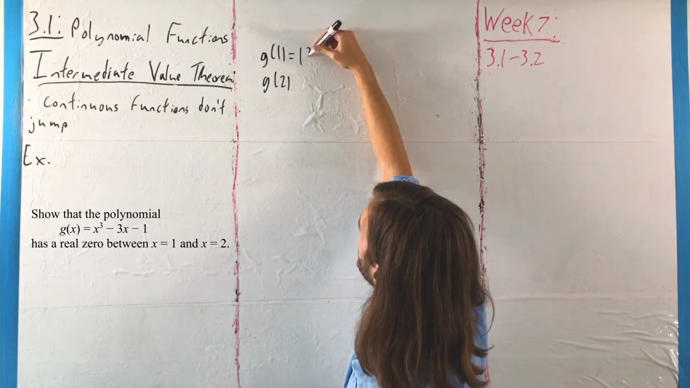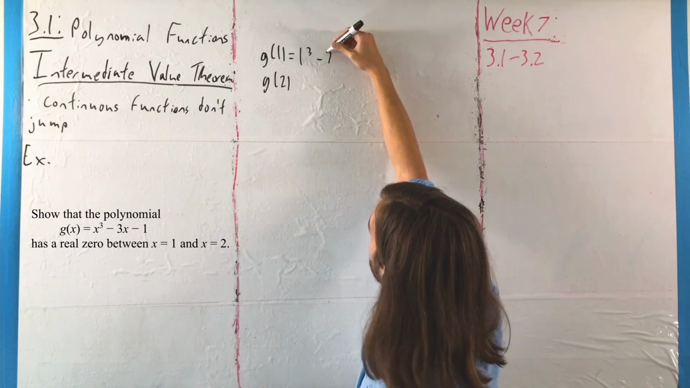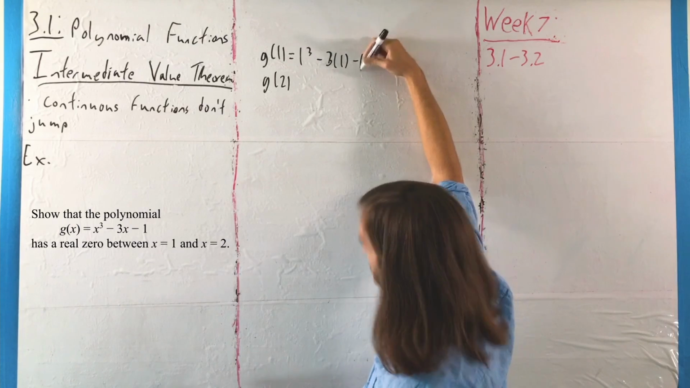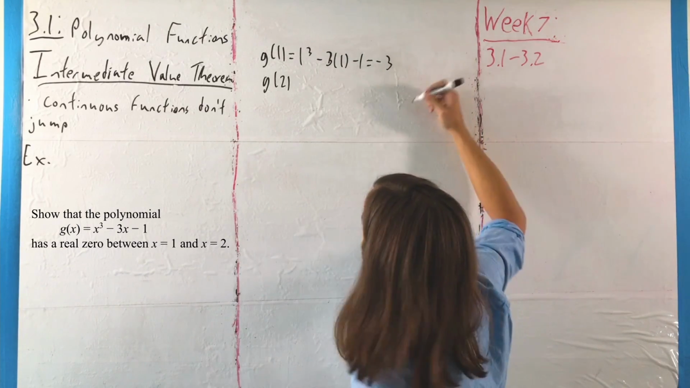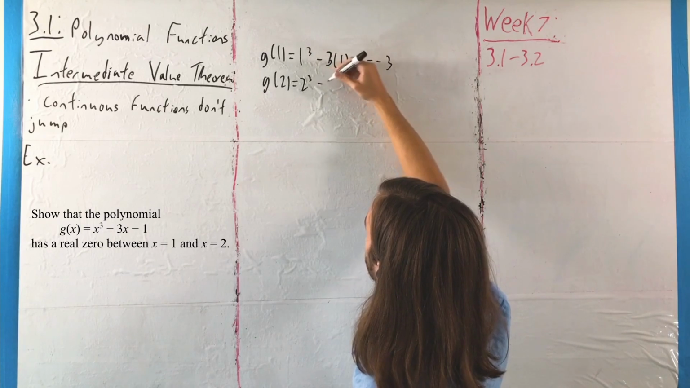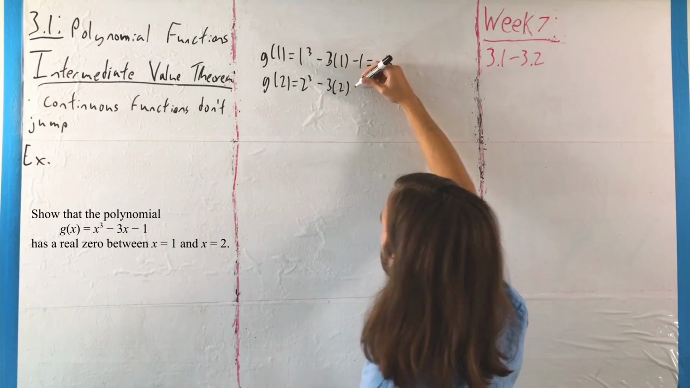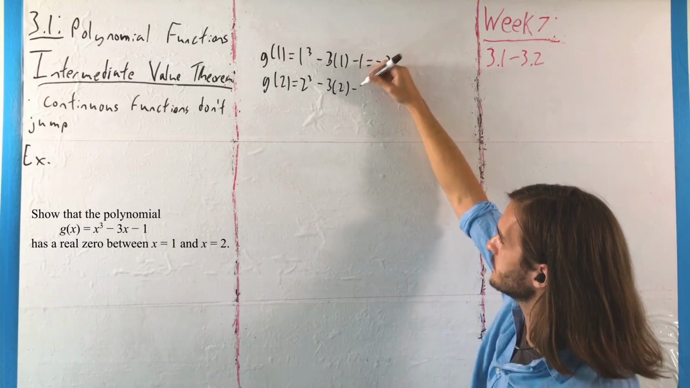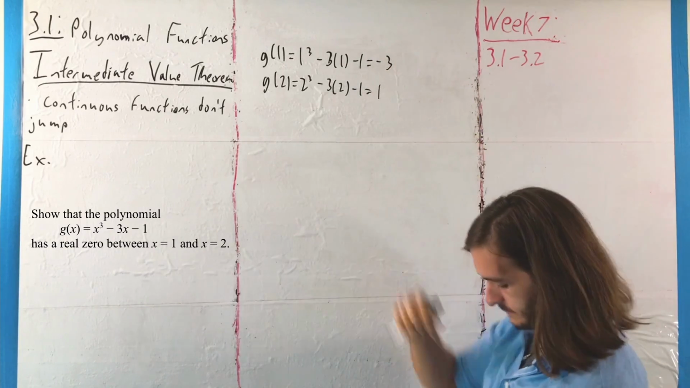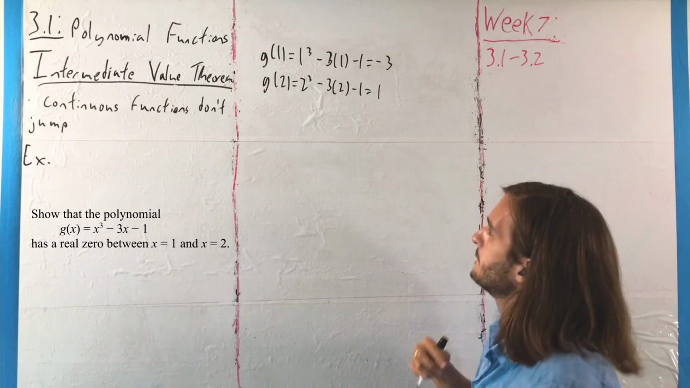At 1, we'd have 1 cubed minus 3 times 1 minus 1, and this would give us a value of negative 3. Meanwhile, at 2, we'd have 2 cubed minus 3 times 2 minus 1. Pull all that together, and you get a value there of 1.